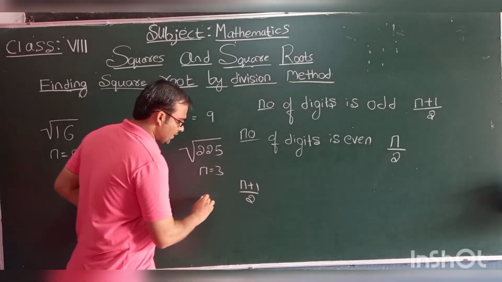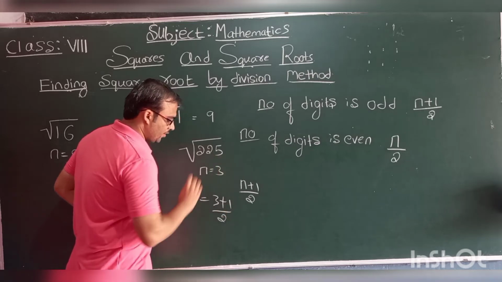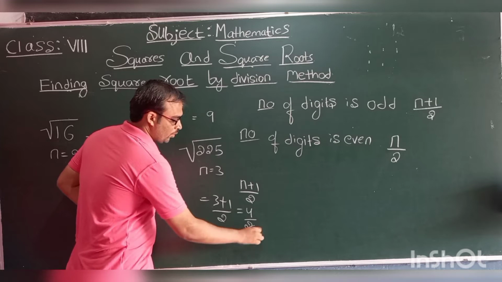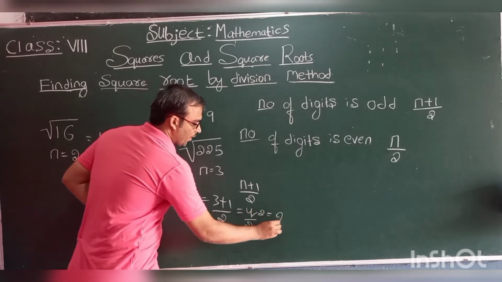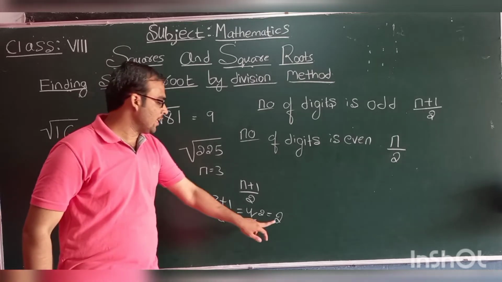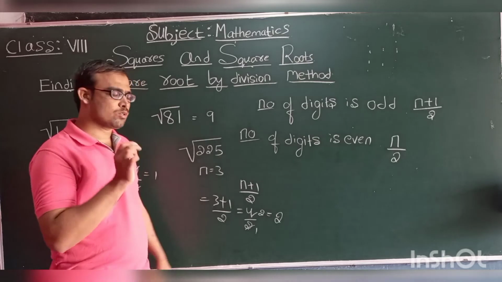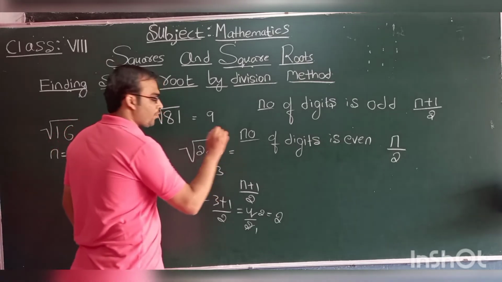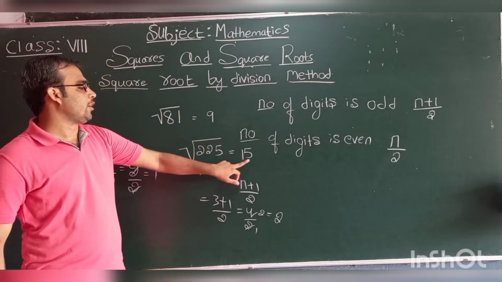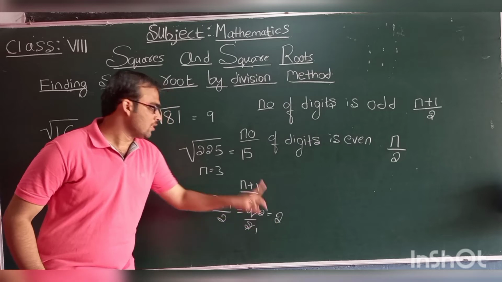Here n is 3, so 3 plus 1 by 2. 3 plus 1 is 4, 4 by 2, 2 twos are 4, so 2. What does it mean? There are 2 digits in the square root of 225. What is the square root of 225? 15. So there are 2 digits in the square root of 225, and here we have got 2. Same.